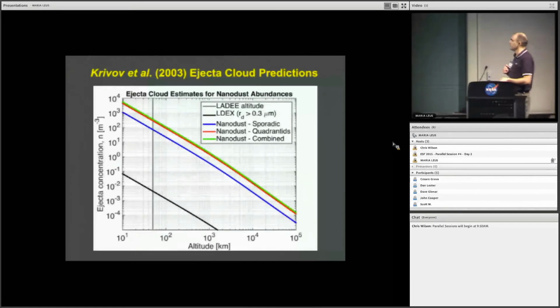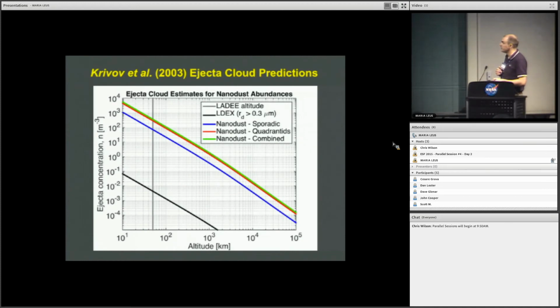Okay, if you plug that into the Krivov model and estimate ejecta concentrations as a function of altitude, with ejecta concentration here and altitude along that axis. This gray line is the LADEE altitude, so we're looking away from the Moon at this fraction of the dust. The black line is the LDEX model prediction based on LDEX numbers. Then here is the nanodust for the sporadic background. And the red line is an estimate of the contribution the Quadrantids might play, especially around the radiant point.